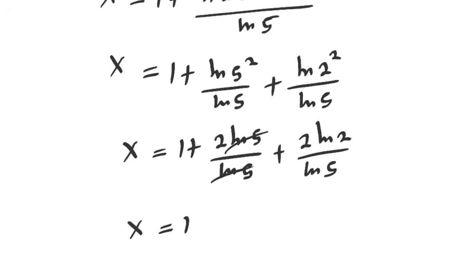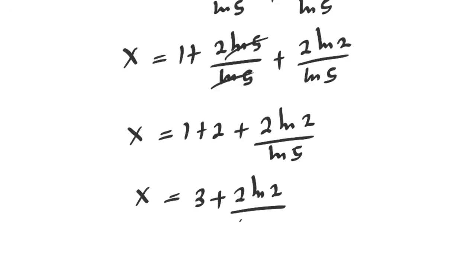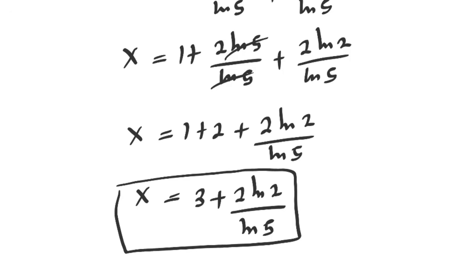x is equal to 1 plus 2 plus 2 ln of 2 over ln of 5. x is equal to 1 plus 2, this is 3 plus 2 ln of 2 over ln of 5. Then this is the final answer in terms of natural logarithm form.